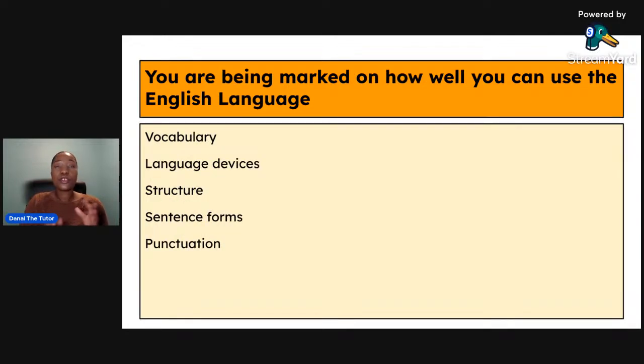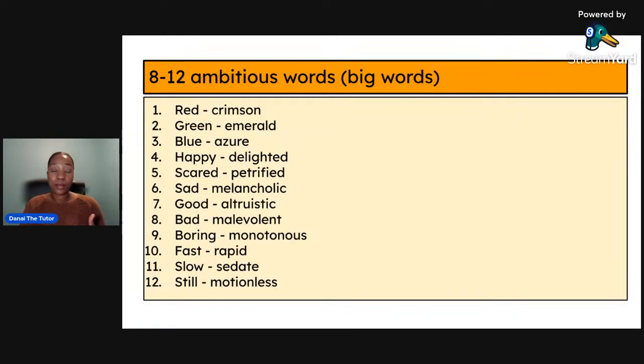So we are going to talk through some of the things that you can plan. We're starting with vocabulary. So you can plan 8 to 12 ambitious words that you can use. And ambitious vocabulary just means big words. Some of the mark schemes use the word ambitious, but it just means big words.